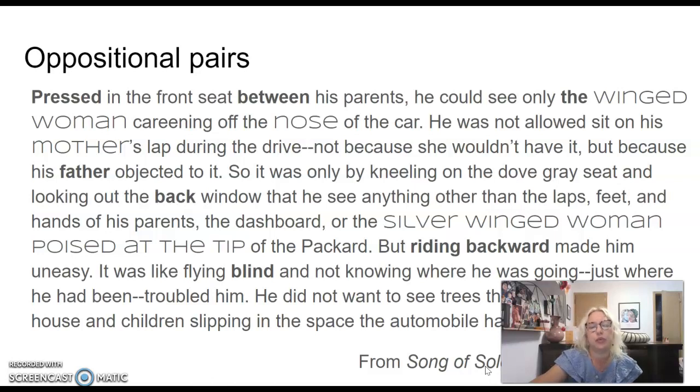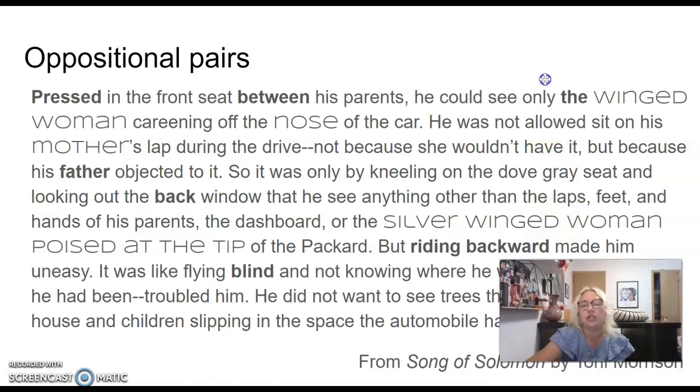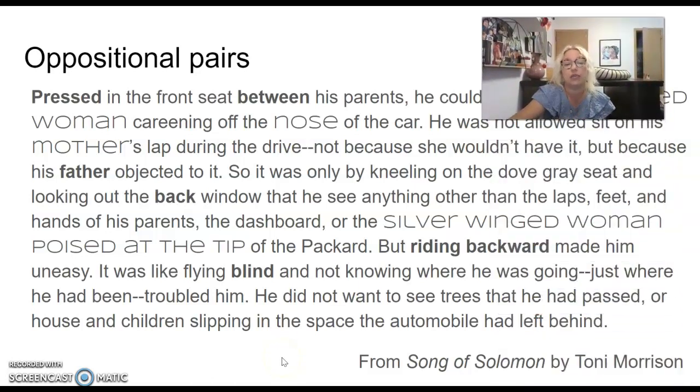Pressed in the front seat between his parents, he could see only the winged woman careening off the nose of the car. He was not allowed to sit on his mother's lap during the drive, not because she wouldn't have it, but because his father objected to it. So it was only by kneeling on the dove gray seat and looking out the back window that he could see anything other than the laps, feet, and hands of his parents, the dashboard, or the silver-winged woman poised at the tip of the Packard. But riding backward made him uneasy. It was like flying blind and not knowing where he was going, just where he had been. Troubled him. He did not want to see the trees that he had passed, or house and children slipping in the space the automobile had left behind.